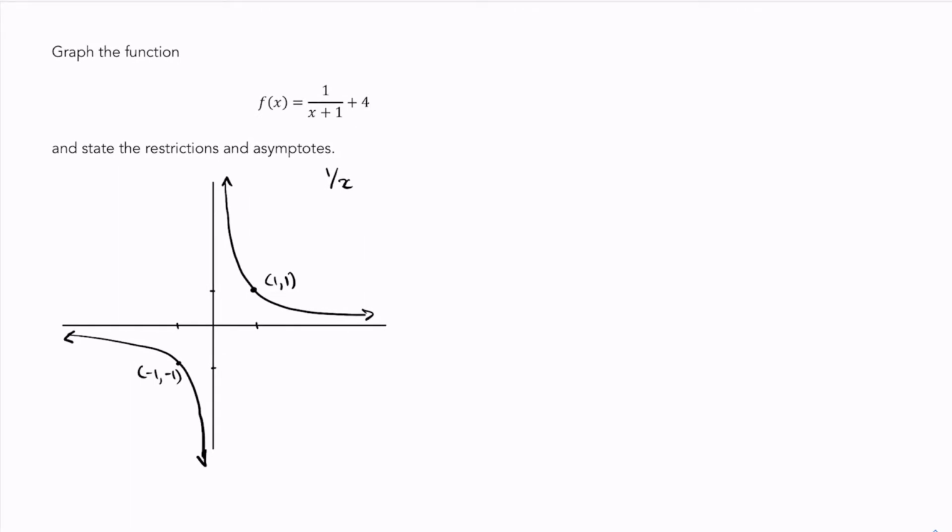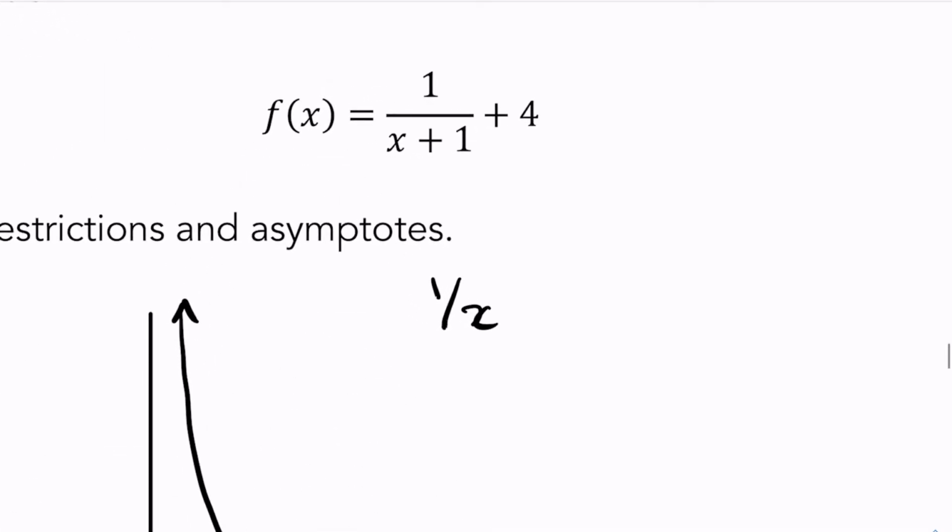Now for the transformed reciprocal function, if you look at the original equation here, I'm adding 1 to the denominator, which means I'm moving to the left, and I'm adding 4, which means I'm moving up 4 units. So this means left 1, and this means up 4.